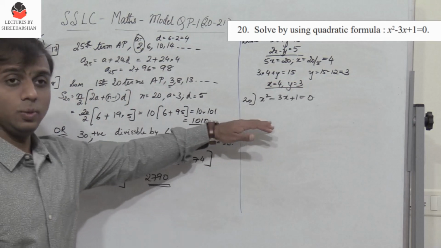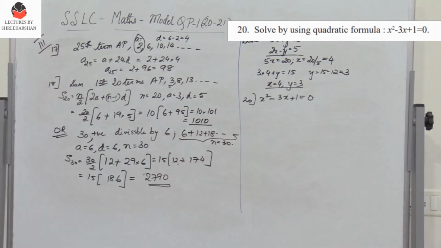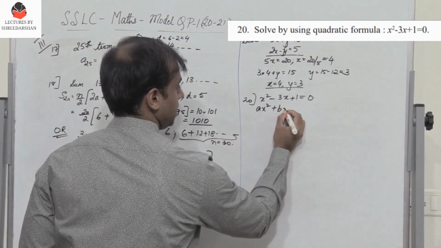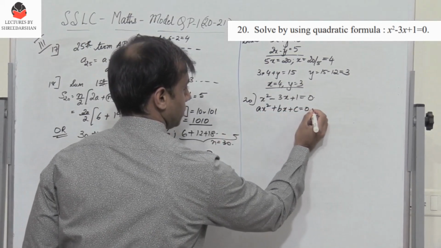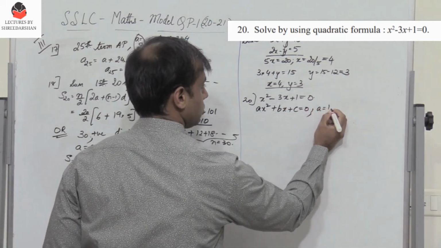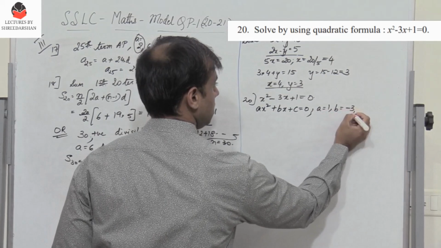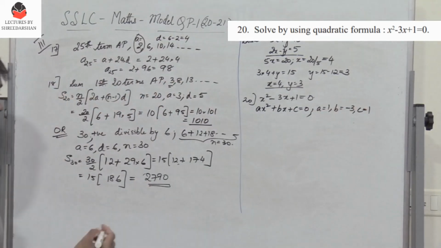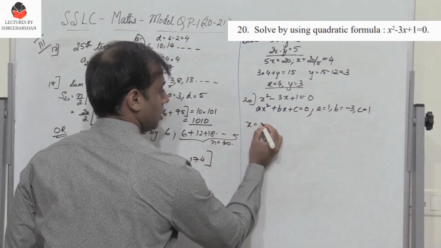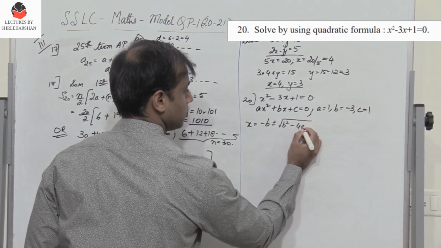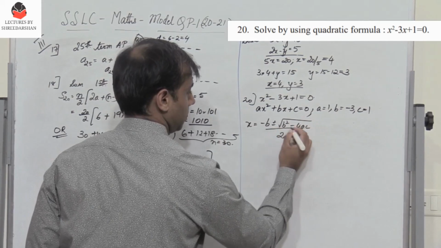So problem 20, we need to solve this equation by using the quadratic equation formula. We know that the standard form is ax squared plus bx plus c equal to 0. So what is a? A is 1. Let me write the values. A is 1, b is minus 3 and c is also 1. And how do you find the value of x? X is minus b plus or minus root of b squared minus 4ac, divided by 2a, isn't it?